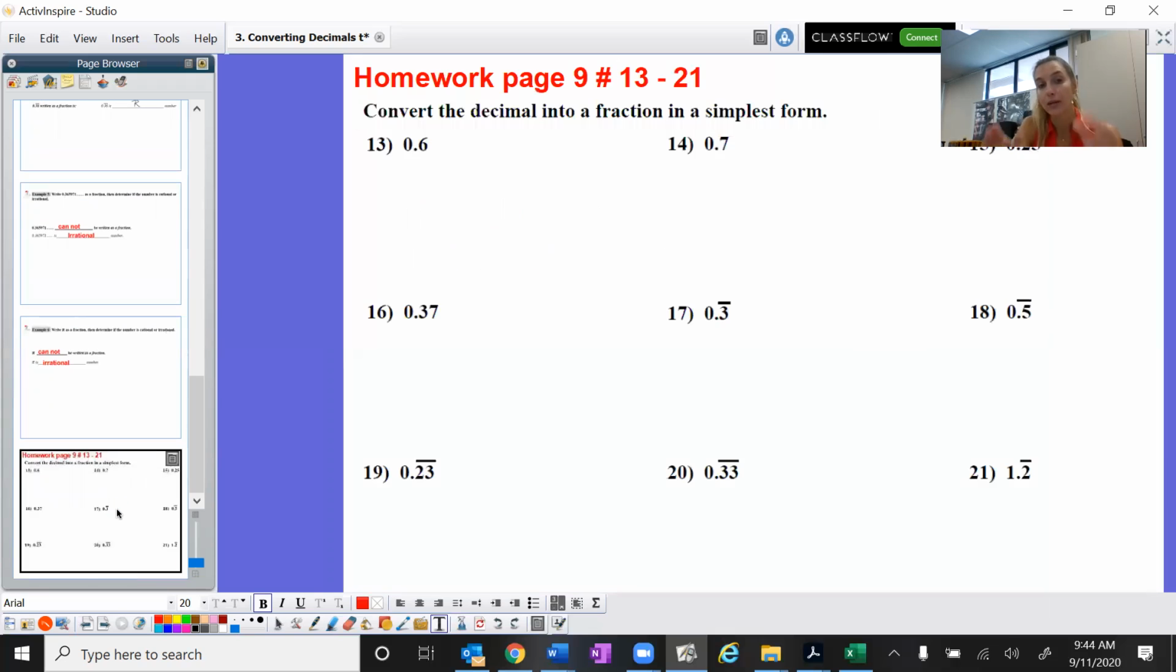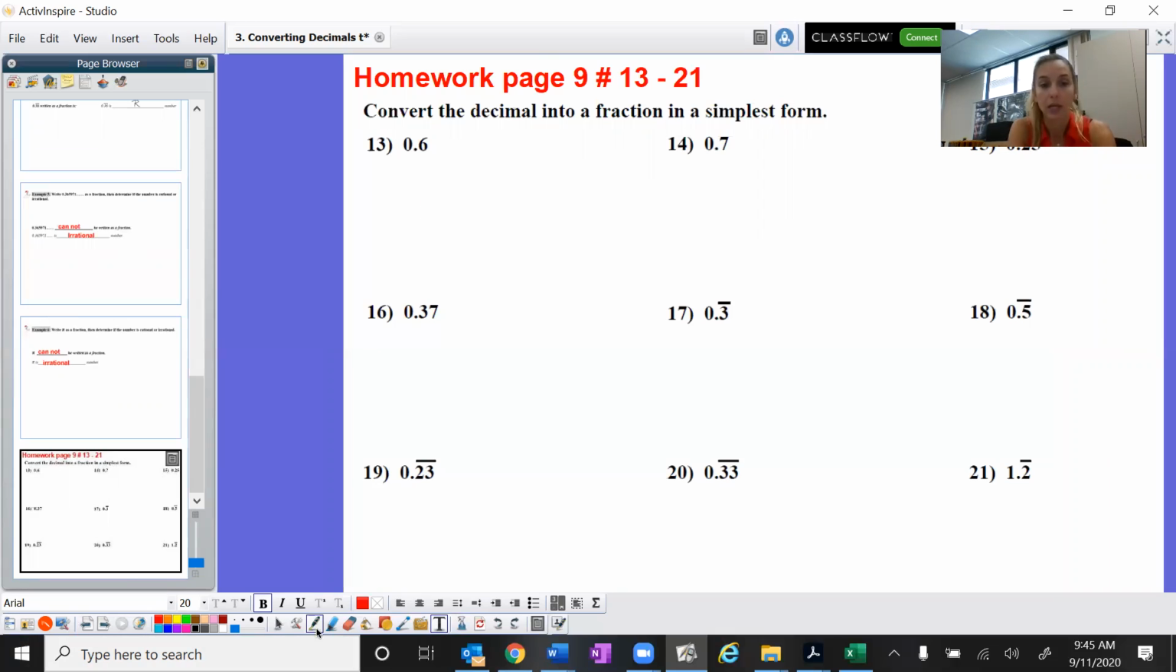So we're going to go back to page 9 and we're going to finish it up. Question numbers 13 through 21. I'm going to give you guys a head start. This is how you will do this on that Microsoft Word. So you're going to keep that document open or you're going to reopen it. And look at question number 13.